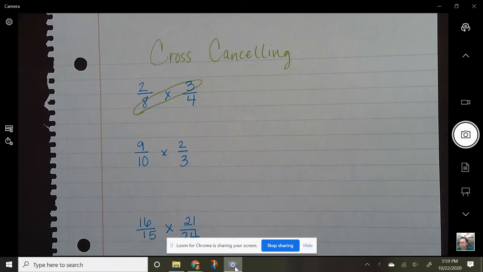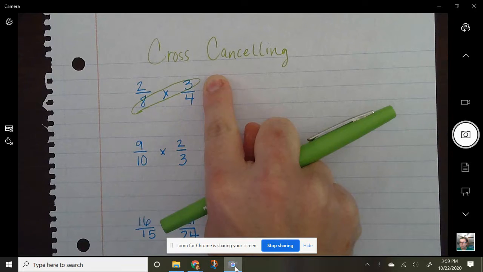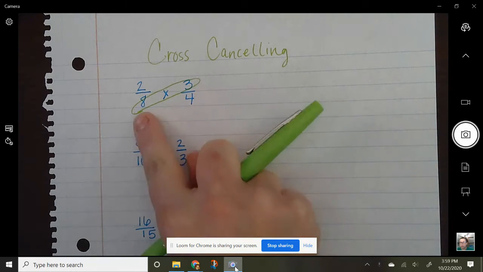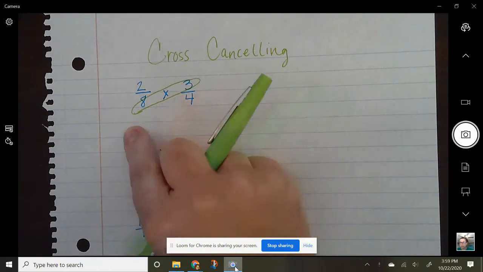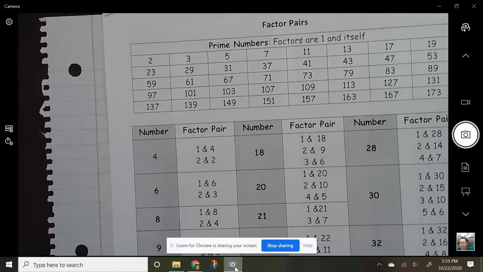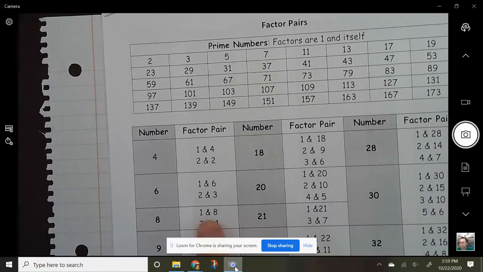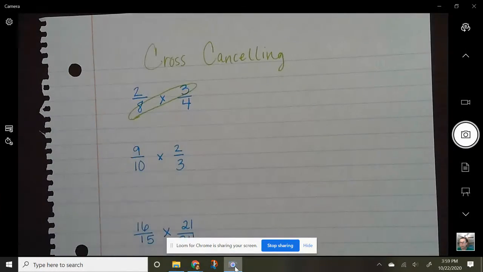So step one I've already done. You look across the multiplication sign in a diagonal way. And what you need to be thinking is, do 8 and 3 have any factors in common? And that is when we've talked about GCF. 8 has the factors 1, 8, 2, and 4. 3 is prime. They do not share anything in common, so there's nothing I can do with those.